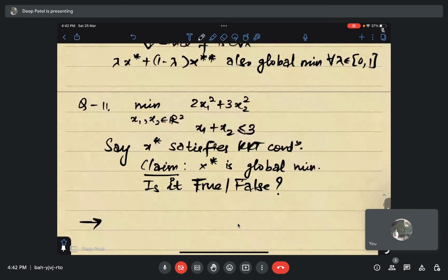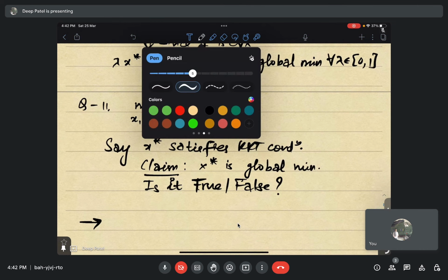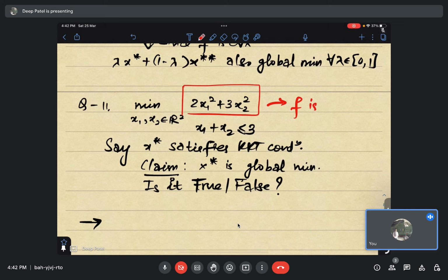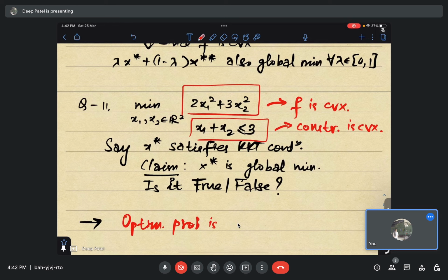So this is true. Why is that? Since we have to check the conditions for the KKT condition to hold, whether the function and the constraints are convex. So this F is convex. The constraint is convex. Yes. So the optimization problem is convex. So the KKT condition is sufficient, and that's why it's true.